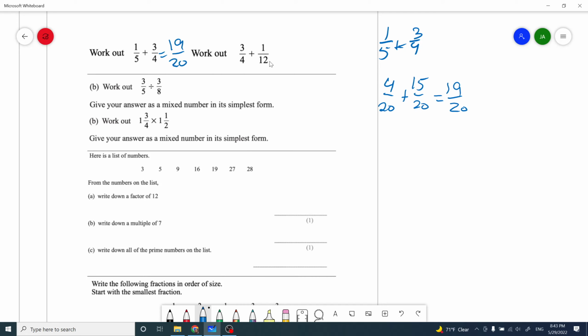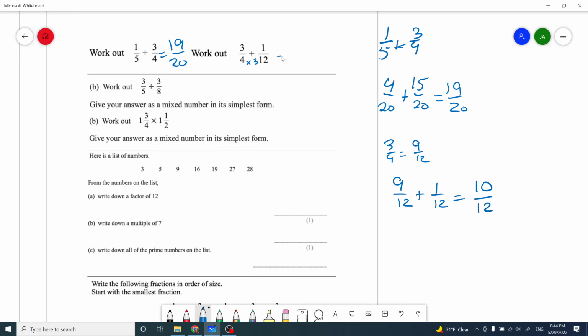Here, I could do the same thing, but if I notice 4 and 12, I can relate them if I multiply by 3, right? So I can just find an equivalent fraction like this. So I know that 3/4 is going to be the same as 9/12. So I can just take 9/12 instead of 3/4 plus 1/12, which will give me 9 plus 1 is 10.